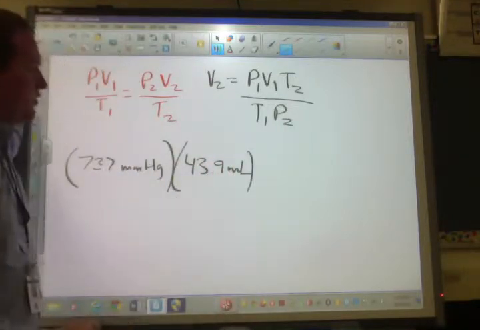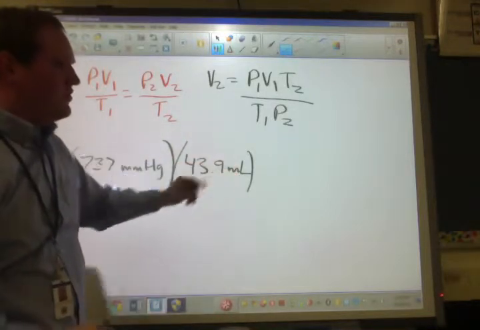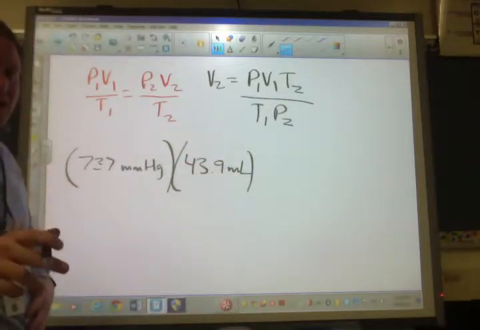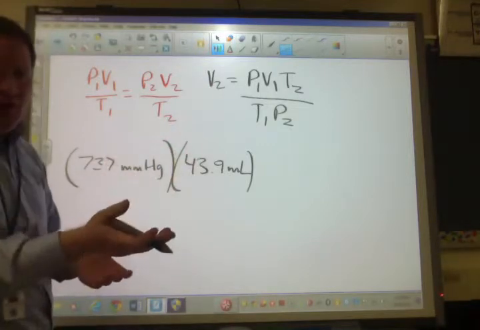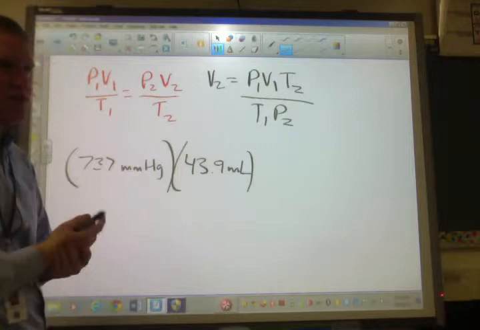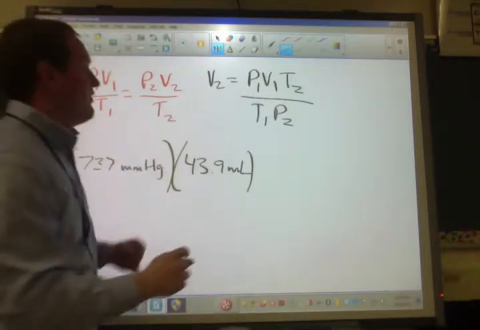You might be saying, wait, don't we have to convert this to atm? Don't we have to convert that to liters? Well, no, that's only for the ideal gas law. In the combined gas law, whatever units you put in are the units you're going to get out, and it works. The only thing you have to do is convert temperature to Kelvin, which I'm going to do right now.